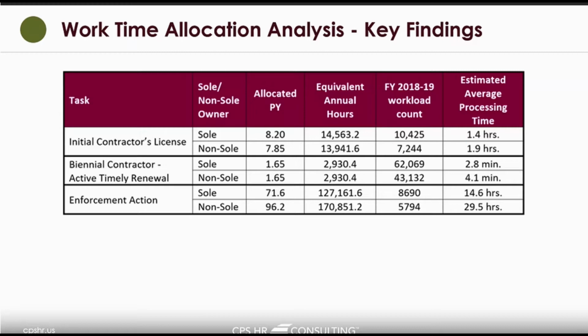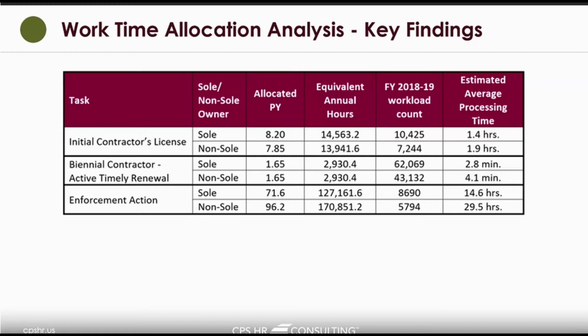So the differences primarily in terms of additional processing time come down to the fact that there's more individuals associated with a non-sole owner license type compared to a sole owner license type. So specifically for that initial contractor's licenses, the staff is doing things like doing multiple background checks on individuals for the non-sole licenses, checking employee-specific bond requirements for multiple individuals, things of that nature.